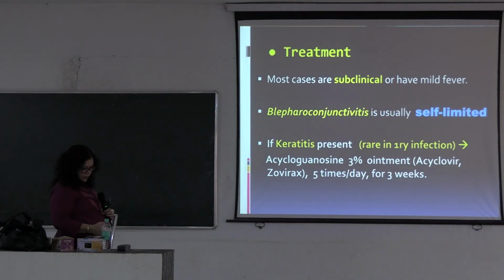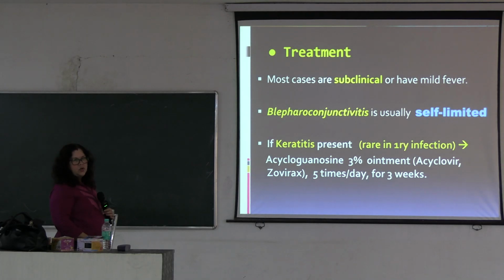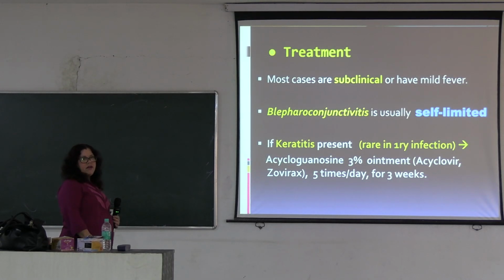Treatment. Most cases are subclinical, with the patient suffering from mild fever. So supportive treatment is given for fever, and blepharoconjunctivitis is also self-limited, so no treatment is required. And if keratitis is present, then acyclovir ointment is given 5 times a day for 3 weeks.